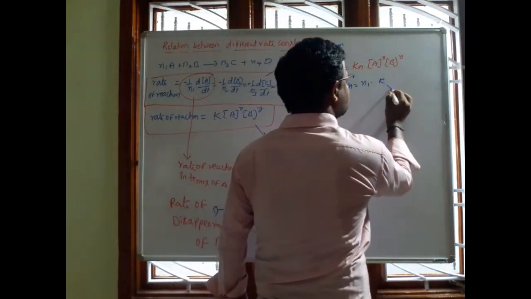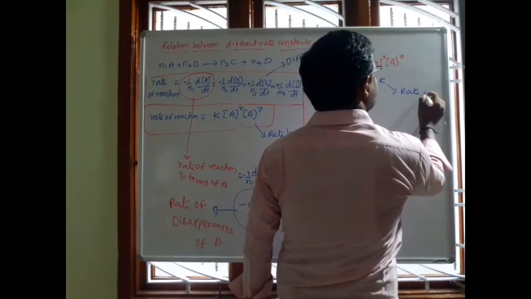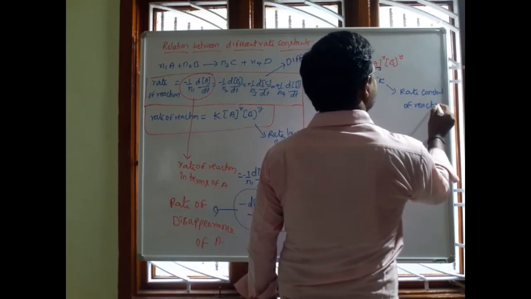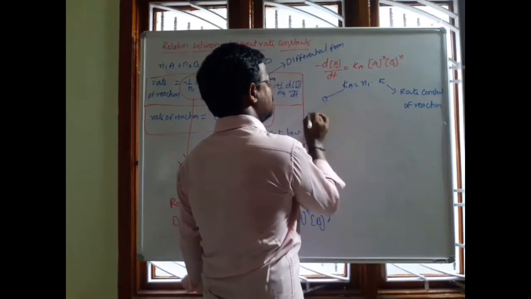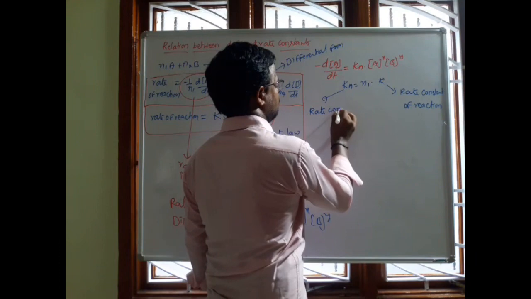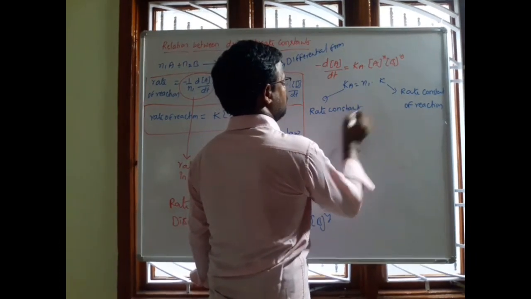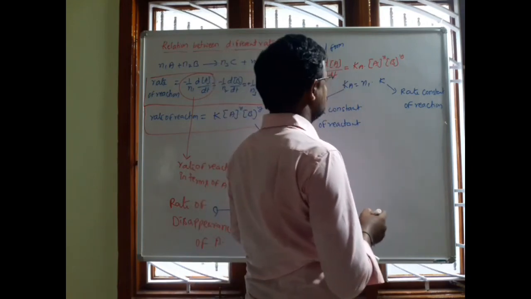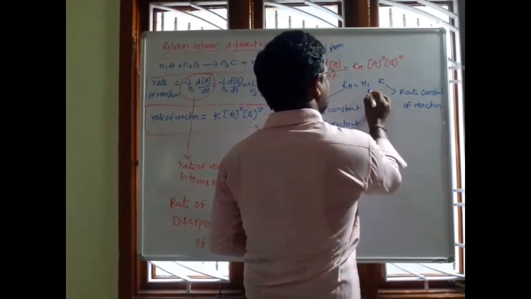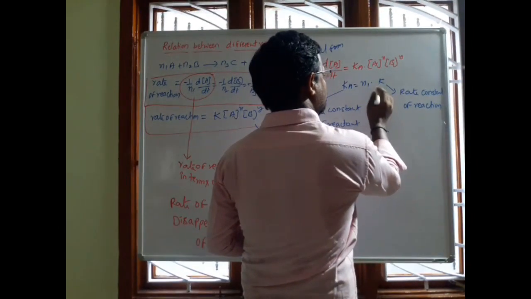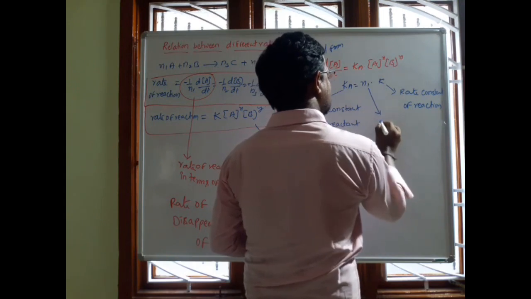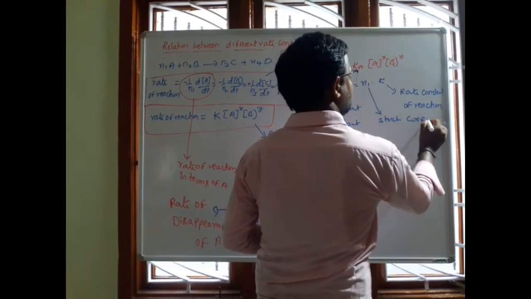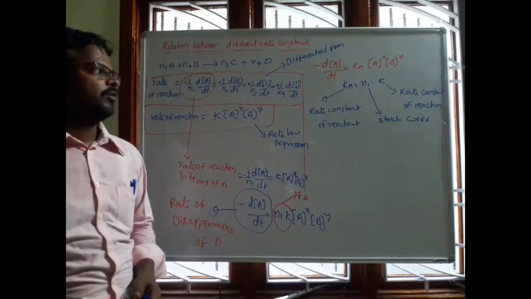What is K? K is the rate constant of the reaction, and N1 is the stoichiometric coefficient.